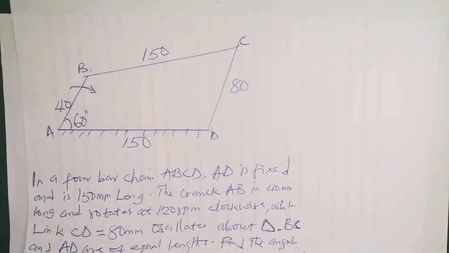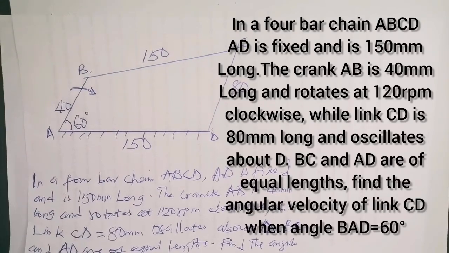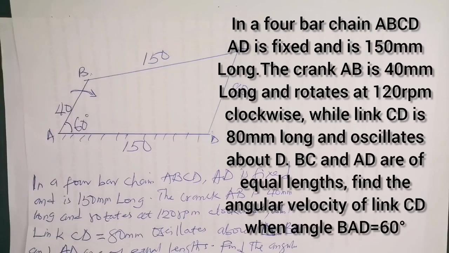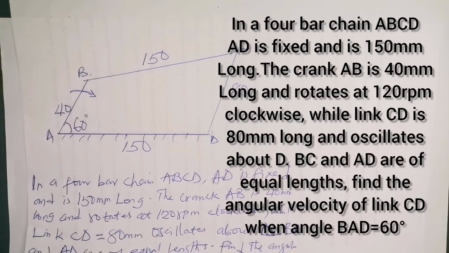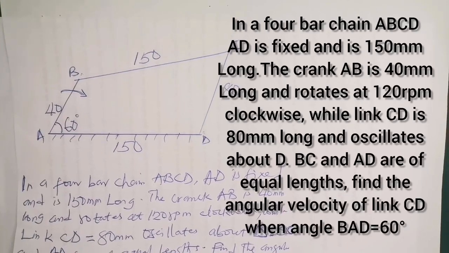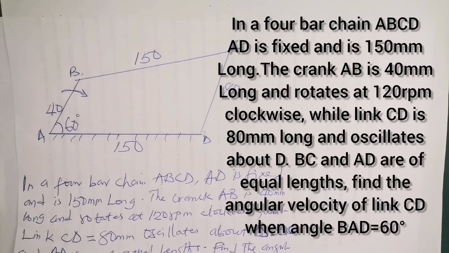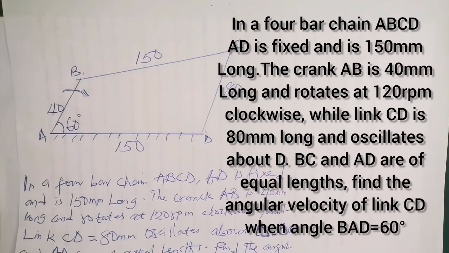Now the question says, in a 4-bar chain ABCD, AD is fixed and is 150 millimeter long. The crank AB is 40 millimeter long and rotates at 120 rpm clockwise, while link CD is 80 millimeter long and oscillates about D. BC and AD are of equal length. Find the angular velocity of link CD when angle BAD equals 60 degrees.